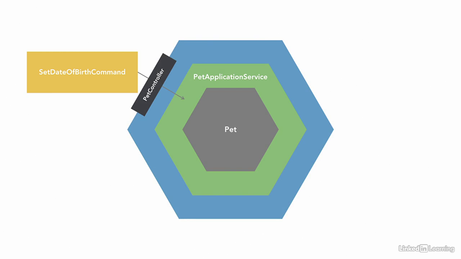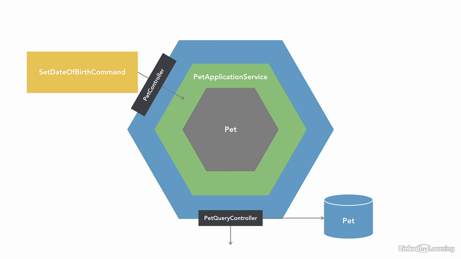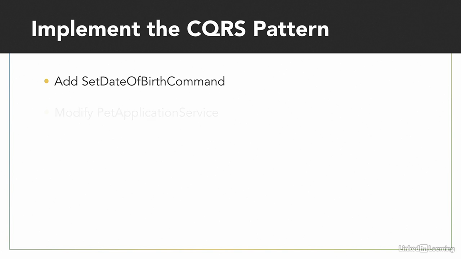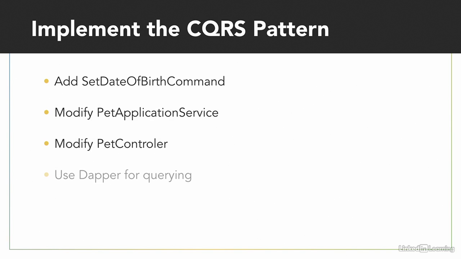You also have to modify the pet controller class to implement a new endpoint capable of receiving a SetDateOfBirth command. Finally, you have to implement a new pet query controller that has a single Get endpoint. The endpoint has to return a projected view model based on the pets table. Again, use Dapper for this functionality. You can see a list of classes that you have to create or tasks that you have to perform to complete this challenge successfully. When you're done, join me in the next video and I'll walk you through how I approach this.